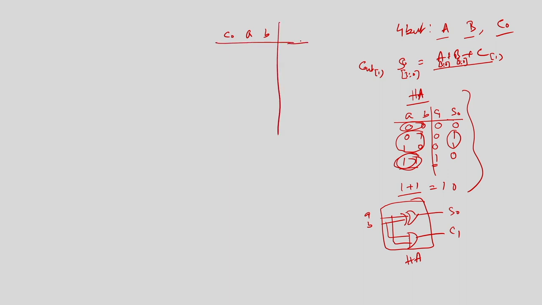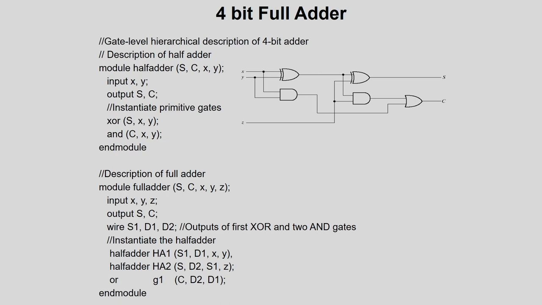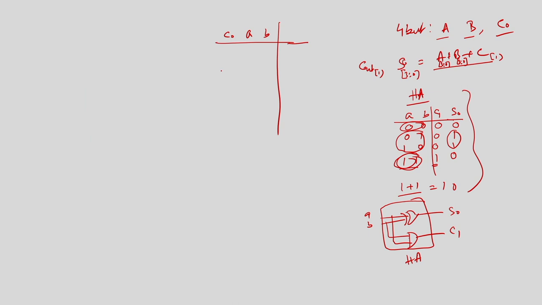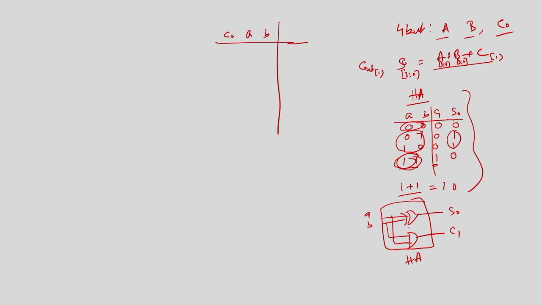So, let me just go back and see how I have developed this half adder. So, this is my half adder. Okay. And I can write the half adder code just like this. I have a module half adder where the input is X and Y. I have used A and B earlier, but this A and B is nothing but X and Y, okay. You can think about this A and B corresponding to my previous diagram, okay.